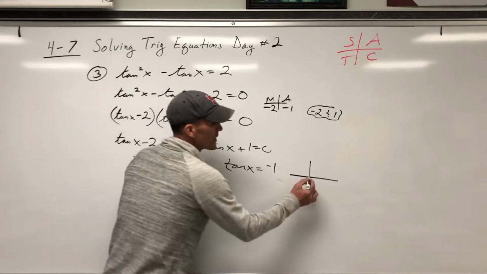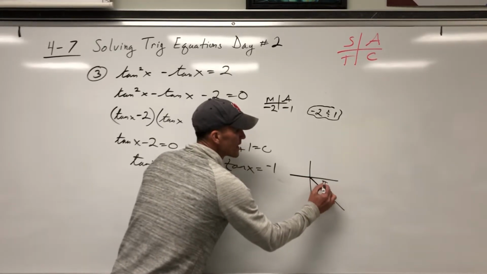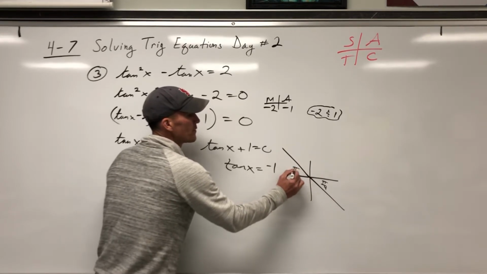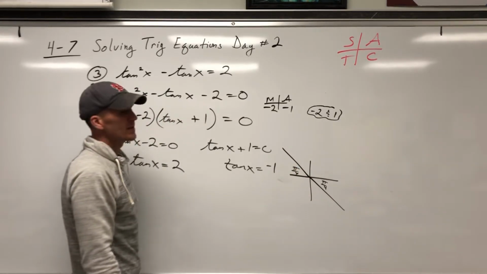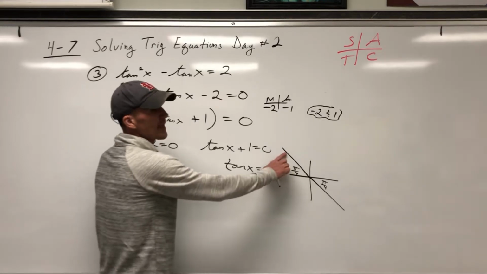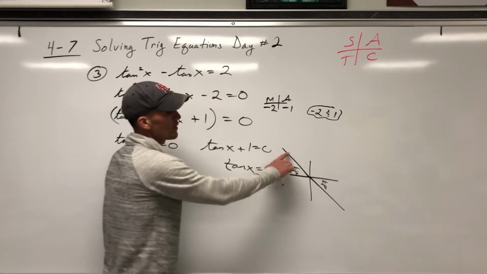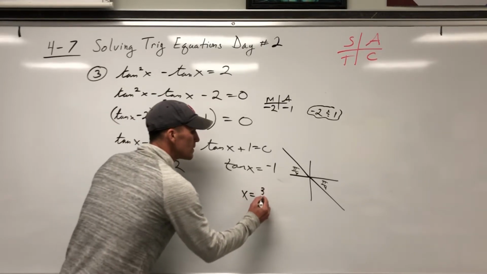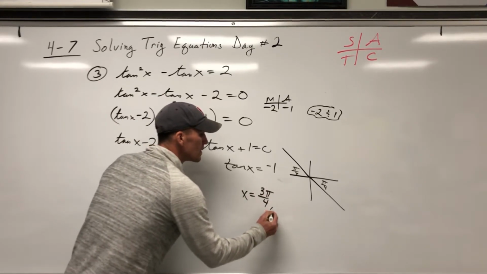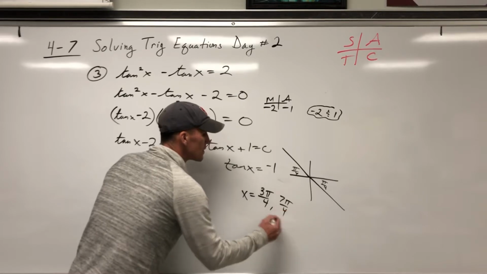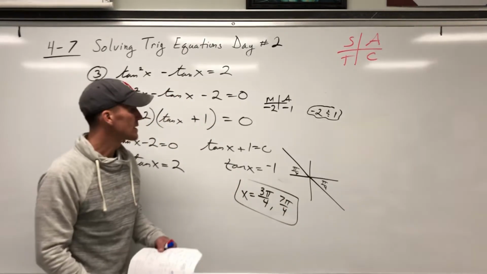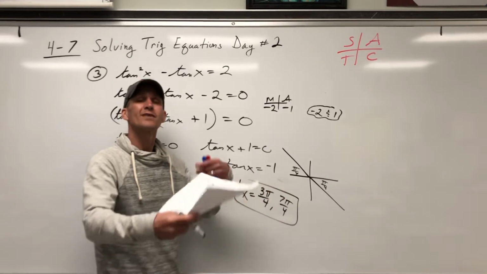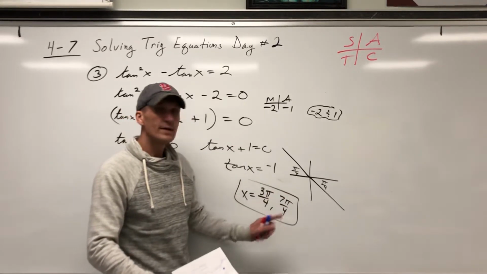But I'm going to put a pi over 4 reference angle in the fourth quadrant, a pi over 4 reference angle in the second quadrant. This angle is 3 pi over 4. This angle is 7 pi over 4. So I got my solution. Now, you can't use negative 45 degrees in your calculator. You would have to do a little thought process to get down to here.